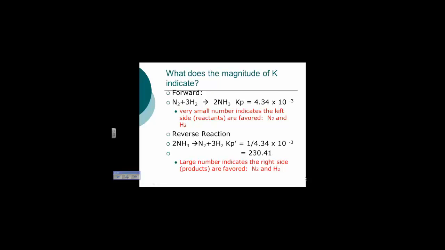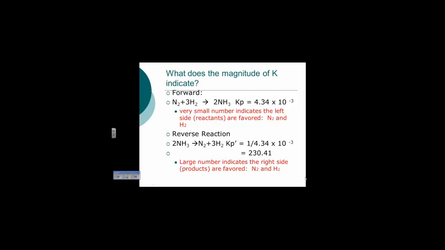Now what does that magnitude of K indicate? Write this with me as well. Write it in the same area. We already have on our paper the forward Kp value, 4.34 times 10 to the negative third. What does that number mean in terms of its magnitude, the size of the number? I think that size of the number is quite small. It's a small number, 0.00434. Very small number indicates the left side of this reaction is being favored. What's on the left side? Well, that's nitrogen and hydrogen.